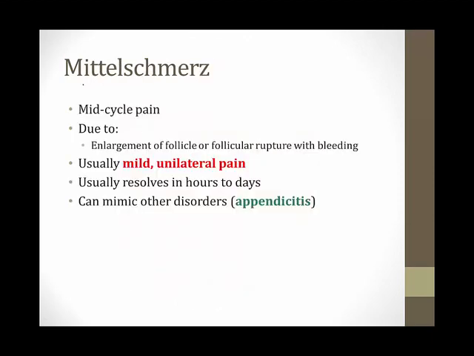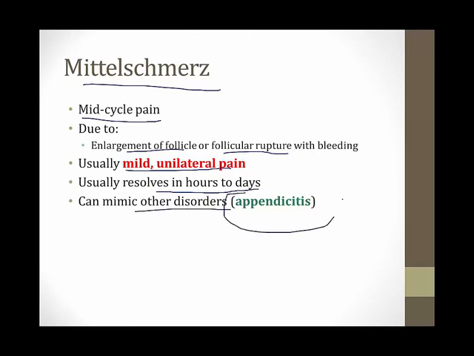There is a phenomenon called Mittelschmerz in which women develop abdominal pain around the time of ovulation. This presents as mid-menstrual cycle abdominal pain, and the pain is due to enlargement of a follicle, or sometimes from follicular rupture with bleeding. It usually presents as mild unilateral abdominal pain. It's unilateral because it's on the side in which the ovary is enlarged or ruptured. The pain usually resolves in a few hours or days. This is generally a benign disorder. However, sometimes it can mimic other disorders and be confused with appendicitis.